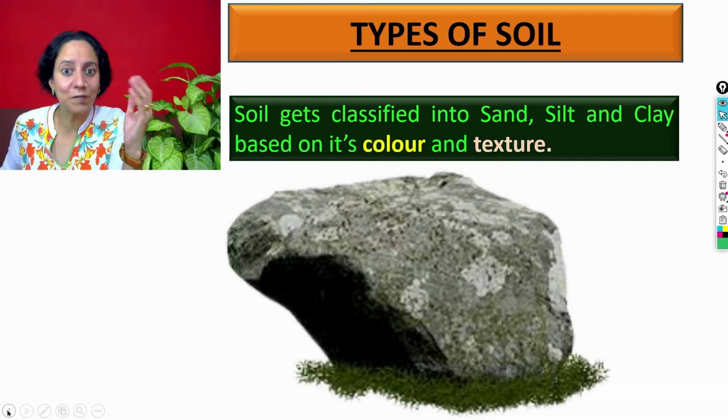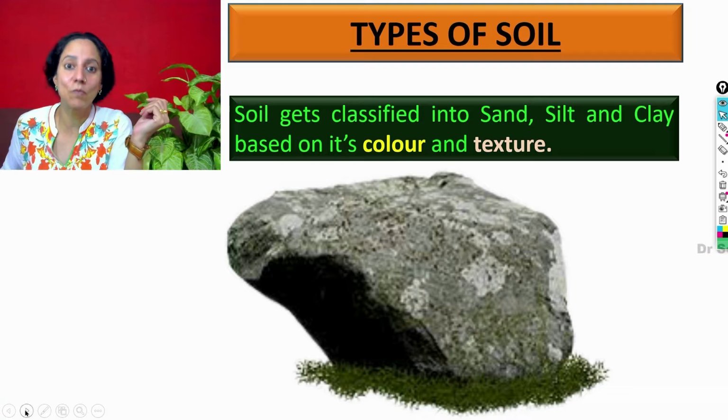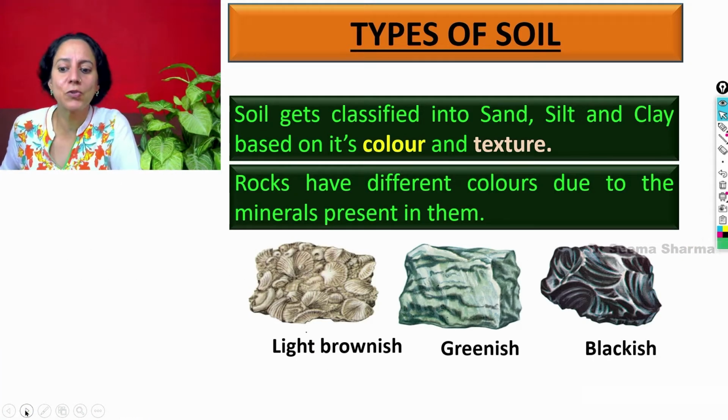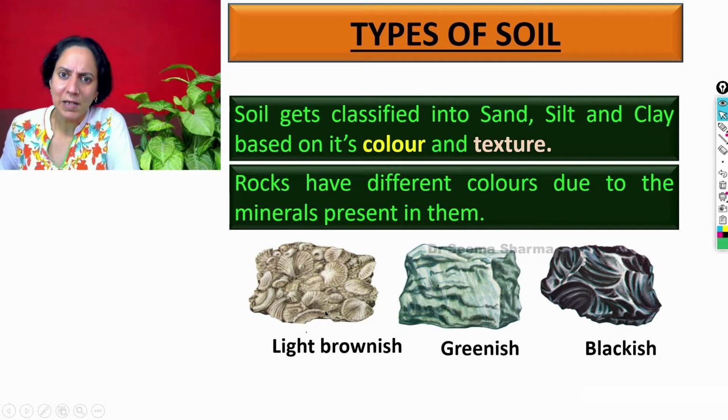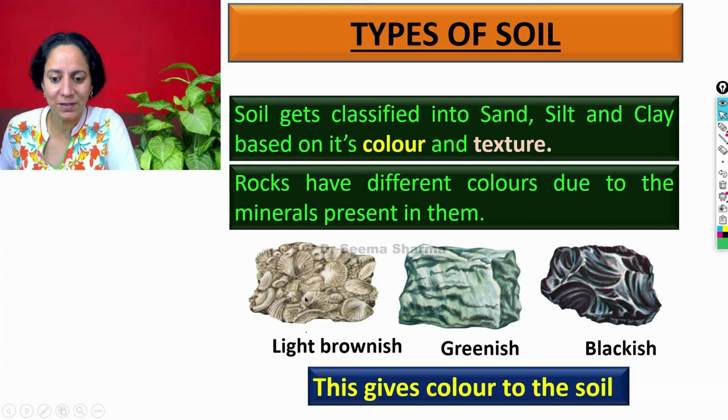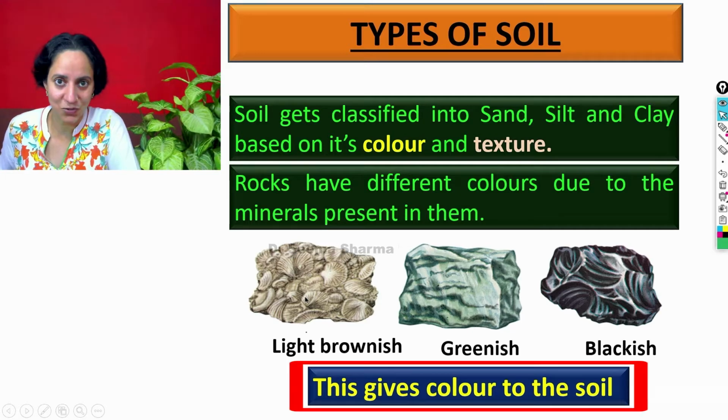Let's start from the rock, which is the mother of all types of soil. Rocks have different colors due to the minerals present in them. We have learnt about this in our previous video. They can be light brown, greenish, blackish. The type of mineral present in those rocks gives color to the soil.